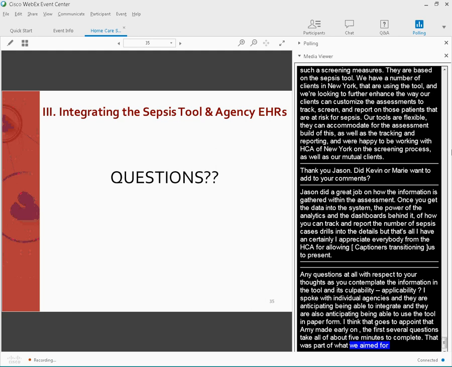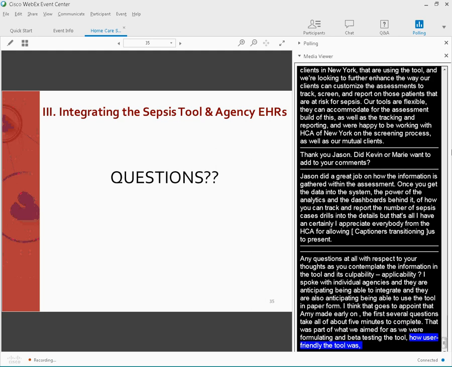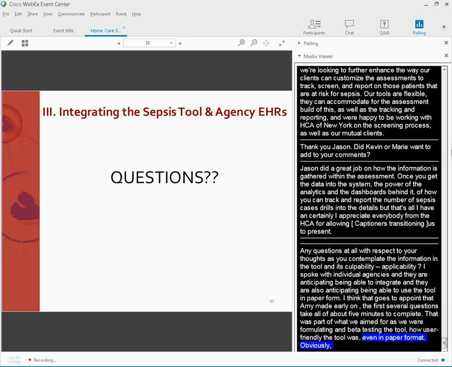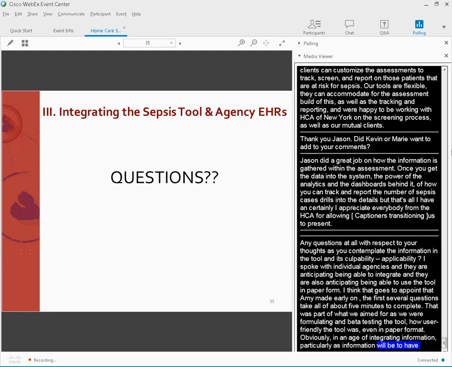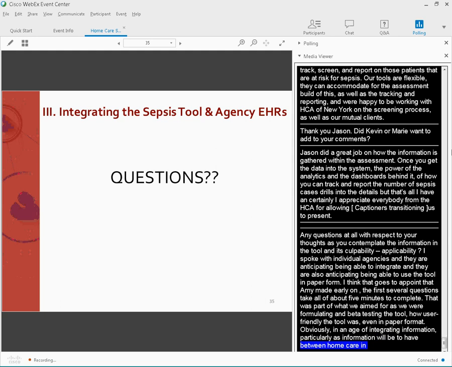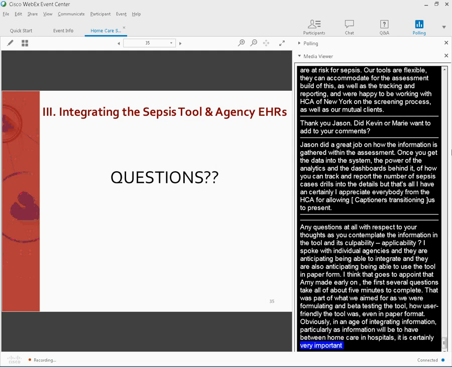But obviously, in an age of integrating information, and particularly as information will be important to have in the queue between home care and hospitals, it's certainly very important to think about the integration of this into the records. So questions at this point from our audience?